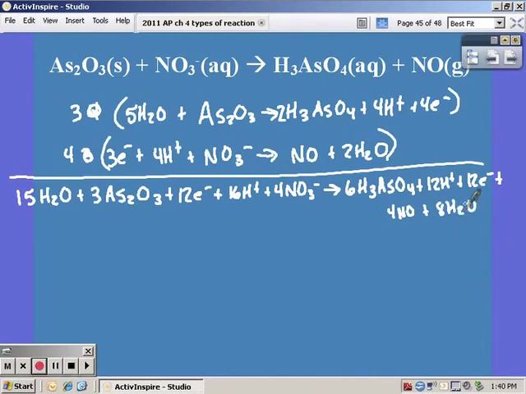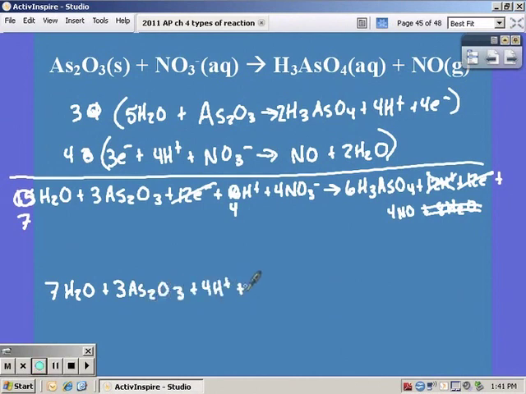You get this. Now canceling like terms. Our electrons should cancel always. Our waters, we have 8 and we have 15, so that turns into a 7. And our hydrogen ions, we have 16 and 12, so that turns into a 4. It's the only thing that we can cancel, so now we just rewrite. And this is our balanced equation.